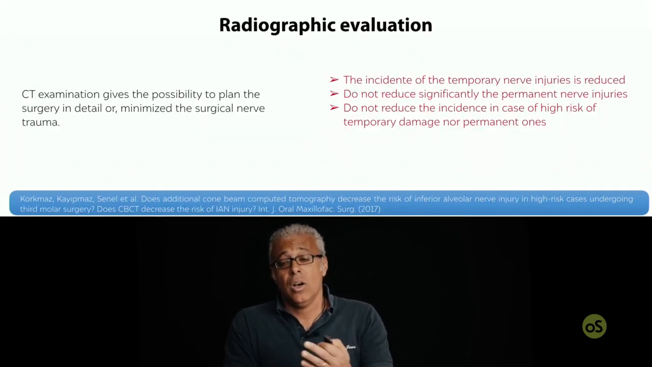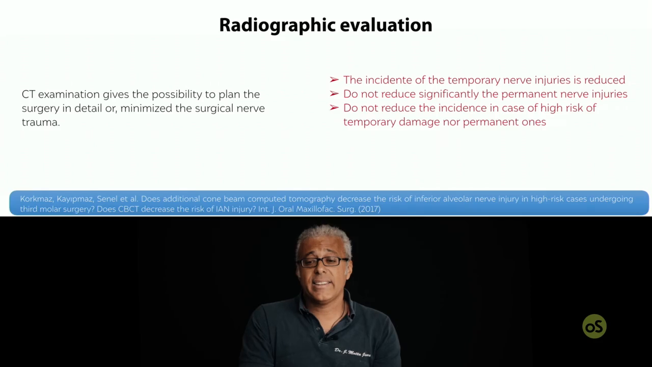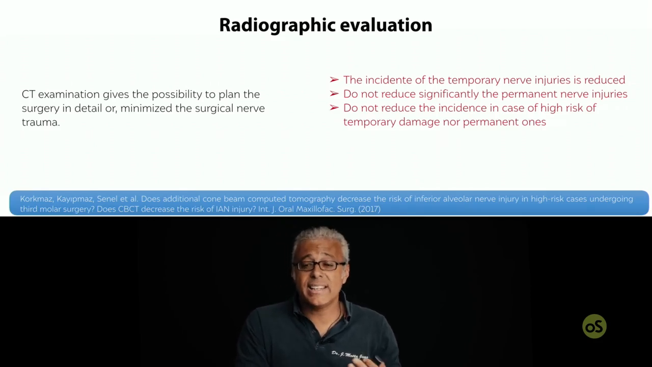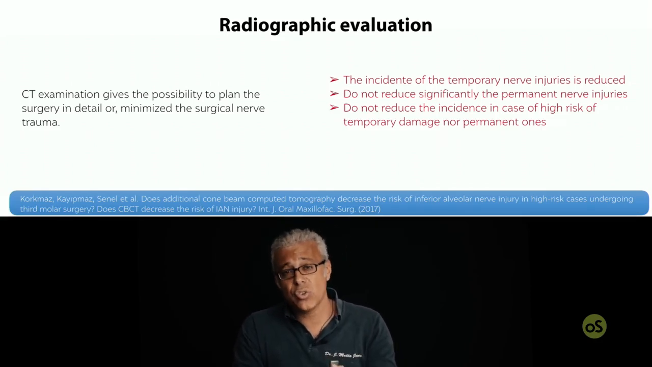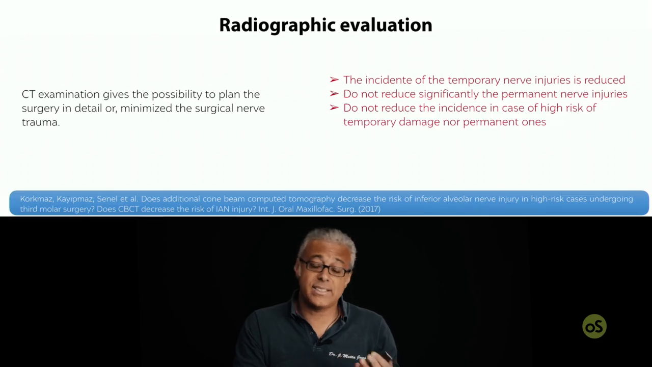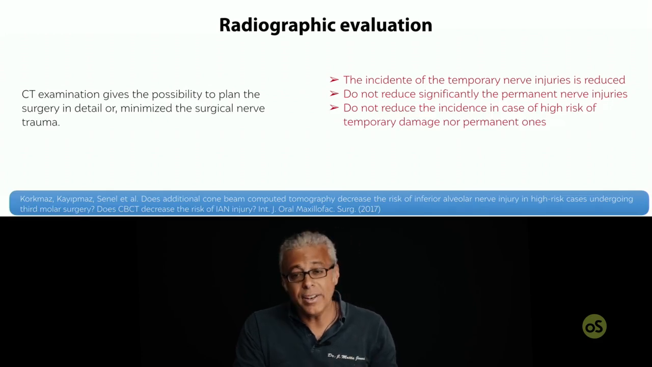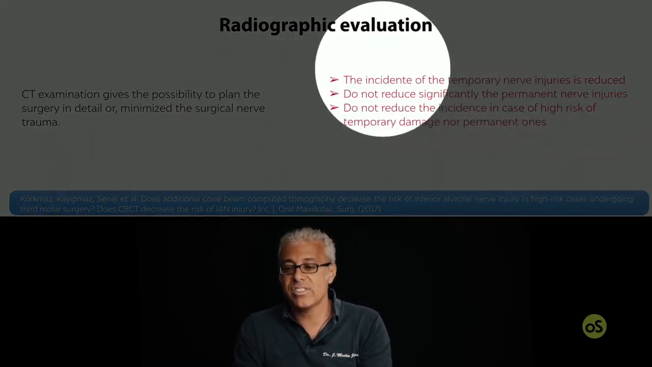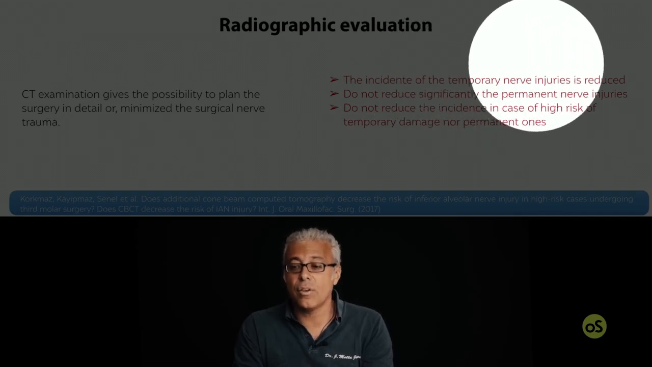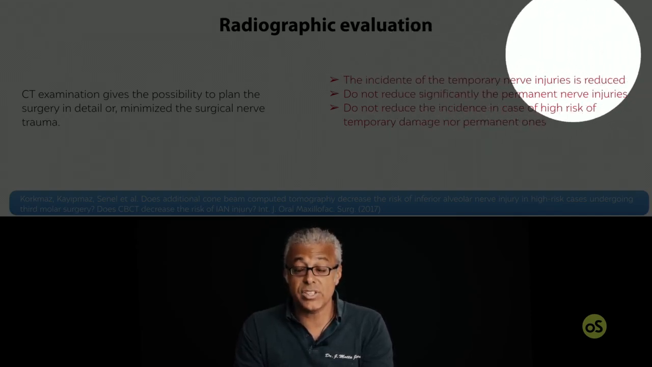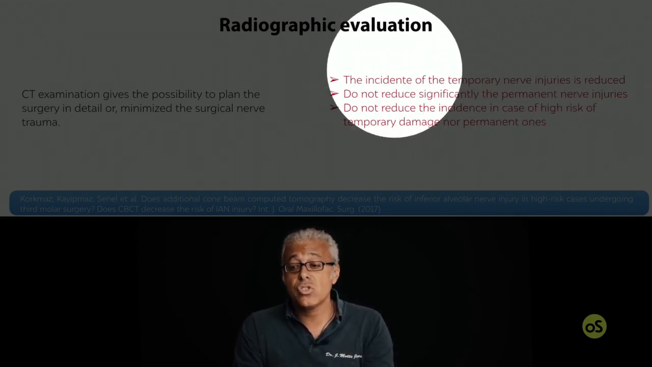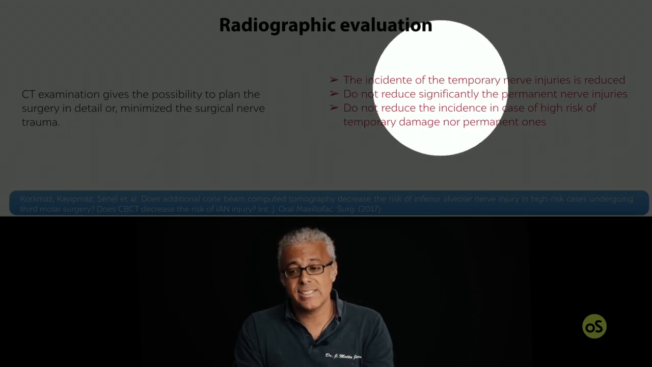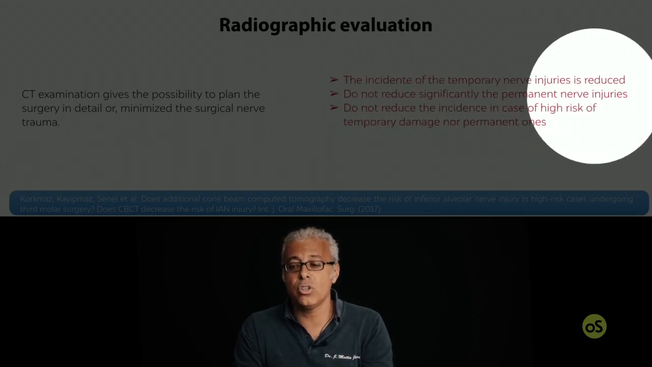But what does the literature tell us? That the CT examination, yes, gives us the possibility to plan the surgery in detail and minimize nerve trauma. But on the right side of our slide, we see that the incidence of temporary nerve injuries can reduce, but there is not a significant reduction of permanent nerve injury.